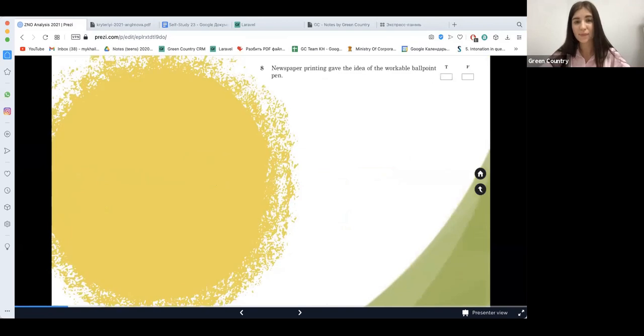Question eight, newspaper printing gave the idea of the workable ballpoint pen. Let's have a look. Also, what kind of keywords can we underline here? Newspaper printing, give idea, workable pen. I think that's enough. Let's listen and check our ideas.